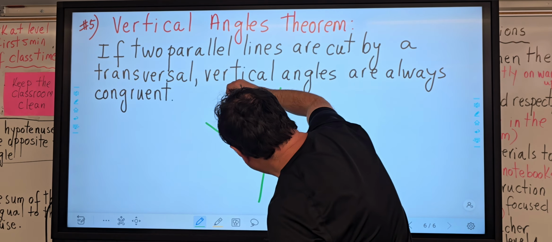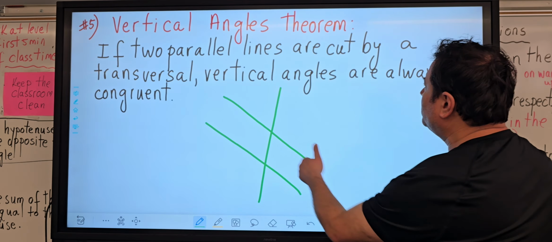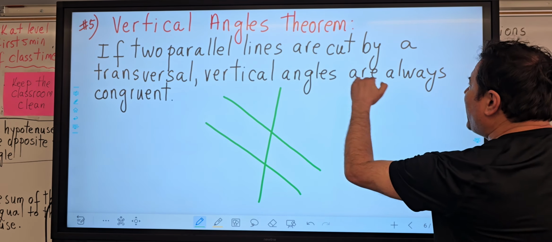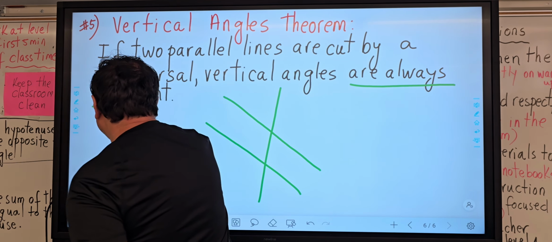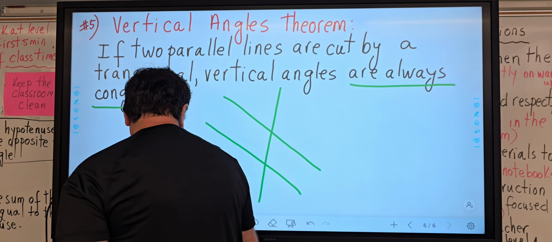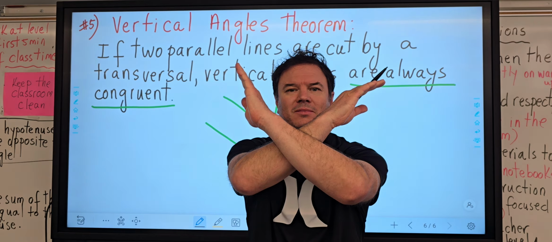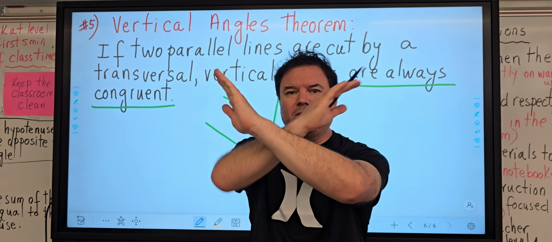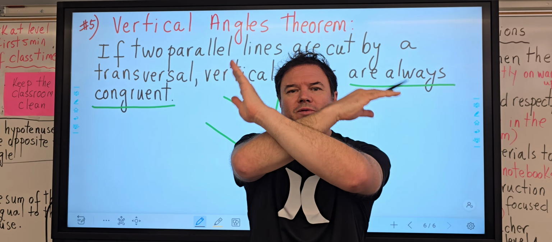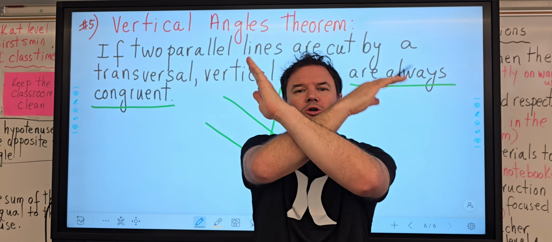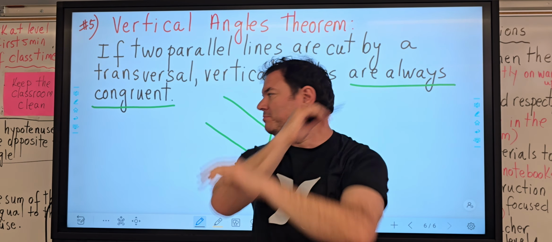If two parallel lines are crossed by a transversal, vertical angles are always congruent or the same. Okay? And let's take a look at the vertical angles. For example, if you put your hands like that, you see two angles, one on the top and one on the bottom, and two angles by the side, right? It doesn't matter if I move the hands like that, the angles are always going to be the same. Top and bottom, and the side angles are always the same.